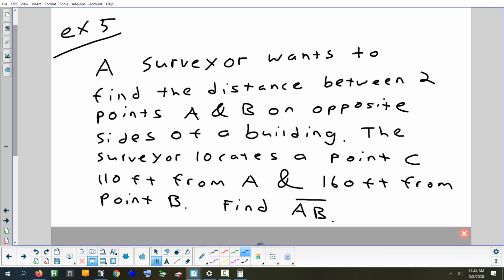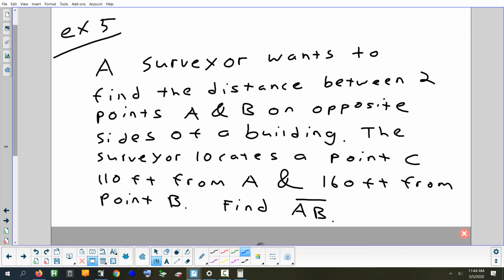And now, for this, I just want to see if we can set up a diagram, and then see if you can figure out if it would be law of sines or law of cosines. So it says a surveyor wants to find the distance between 2 points. And this kind of requires me to explain it a little bit. If I had to explain this, I would have to help you with a diagram on the test. Between 2 points A and B that are on opposite sides of a building.